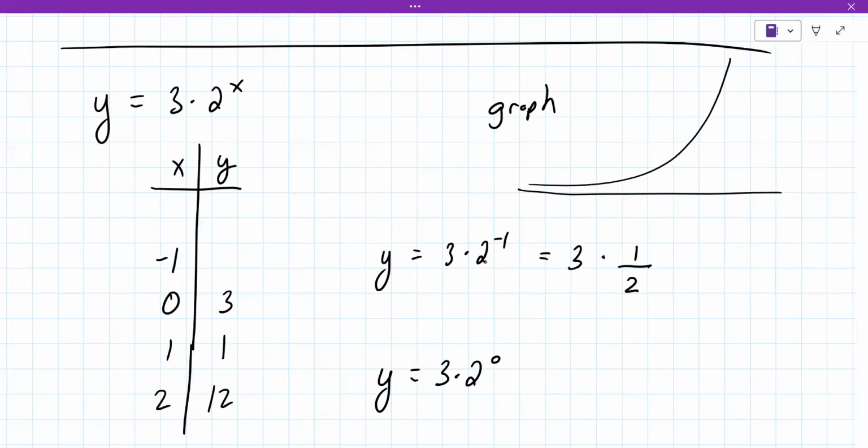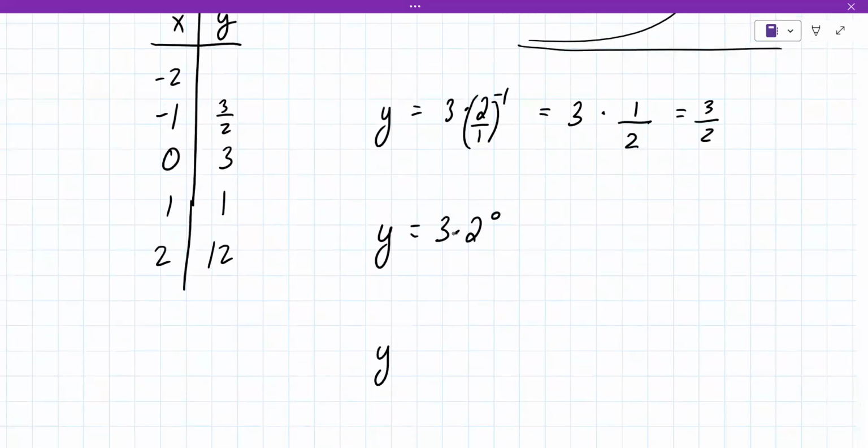No. So it ends up flipping it. Like it's really 2 over 1, and you flip it to become 1/2. And so 3 times 1/2 is 3/2. For -2, and I'll need just a little more room here to write this, it's y equals 3, 2 to the minus 2 power.